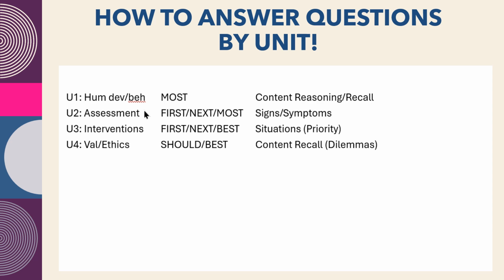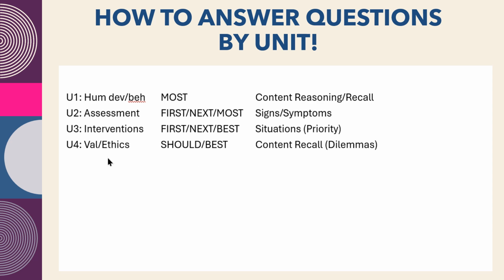And so Unit 3 questions are primarily based off of situations, specifically the priority situation in that vignette. So you have to make sure that you know the difference between a question that is giving you signs and symptoms to prioritize or a situation to prioritize. That's the biggest difference between Units 2 and 3, even though they're both asking you first and next as well.